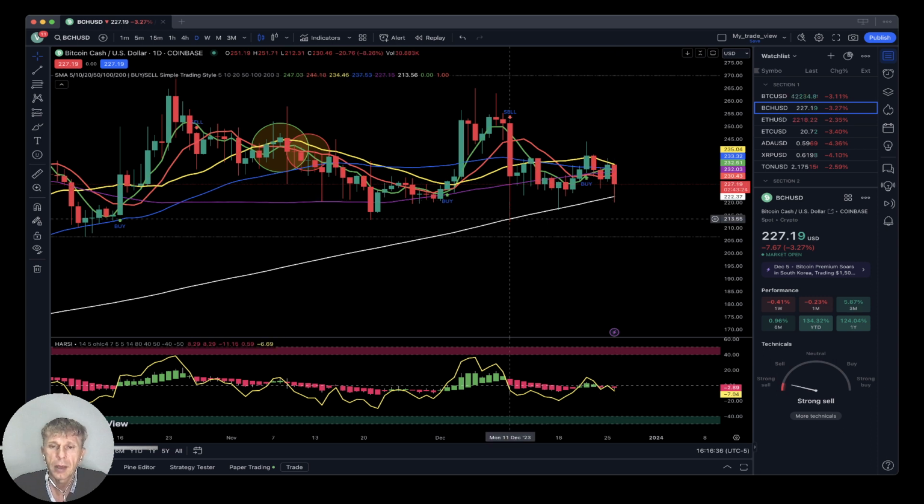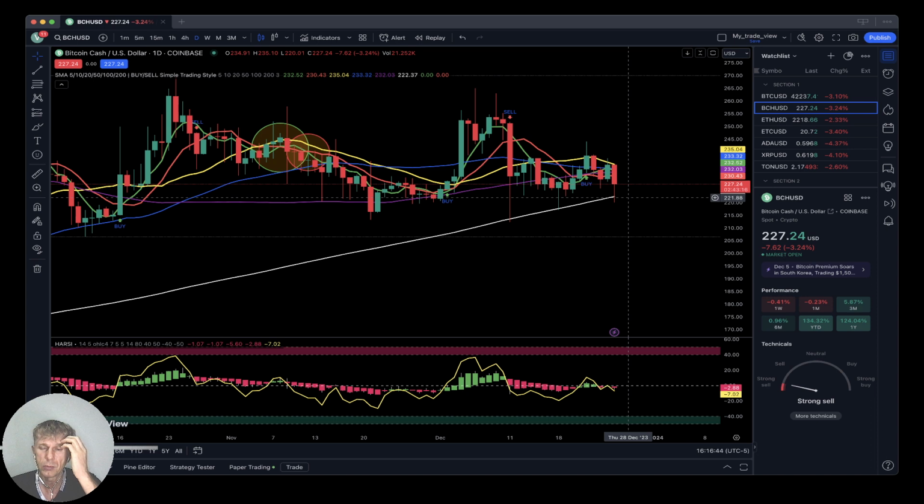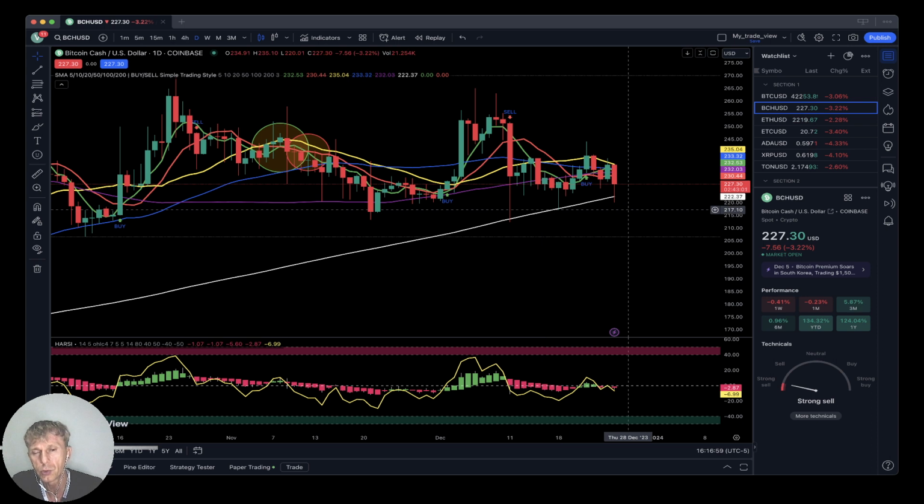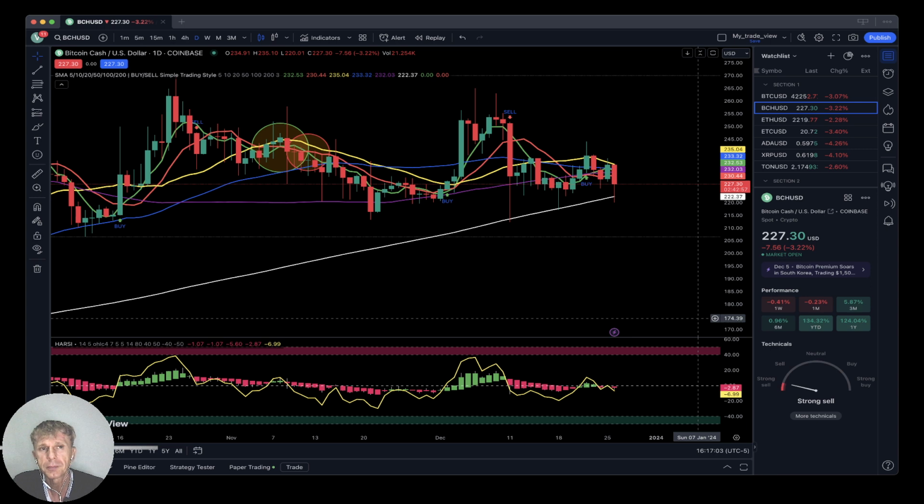You see, the last bar touched SMA 200. It did touch SMA 200 before and it did bounce from it. Will it bounce from it now? I don't think so, because it was already touched three times. Usually it bounces the first time, second time, and third time. And after that, it can go through and do a bearish crossover.